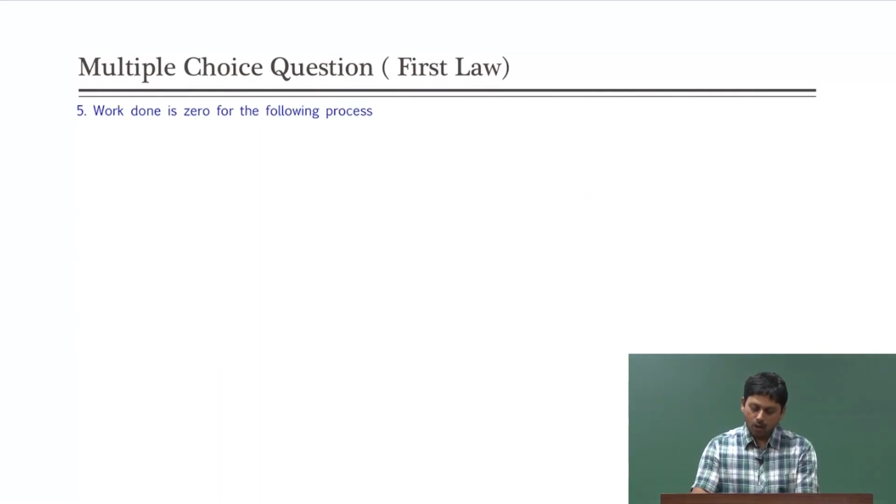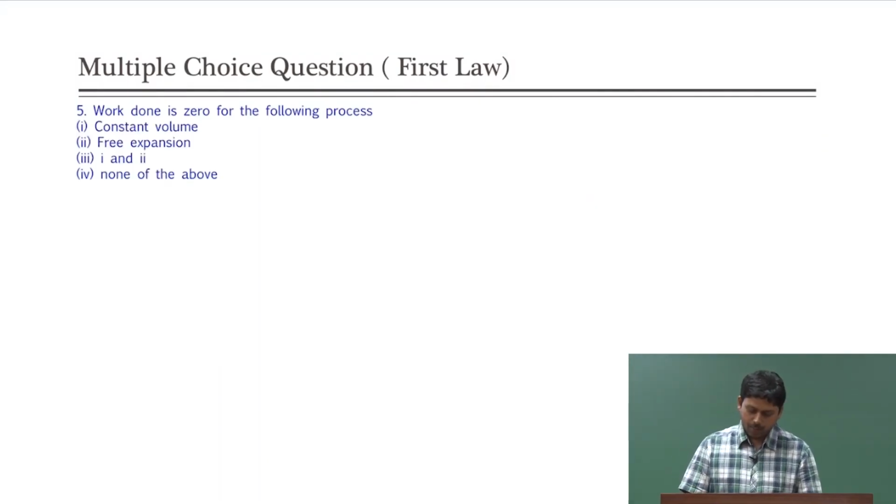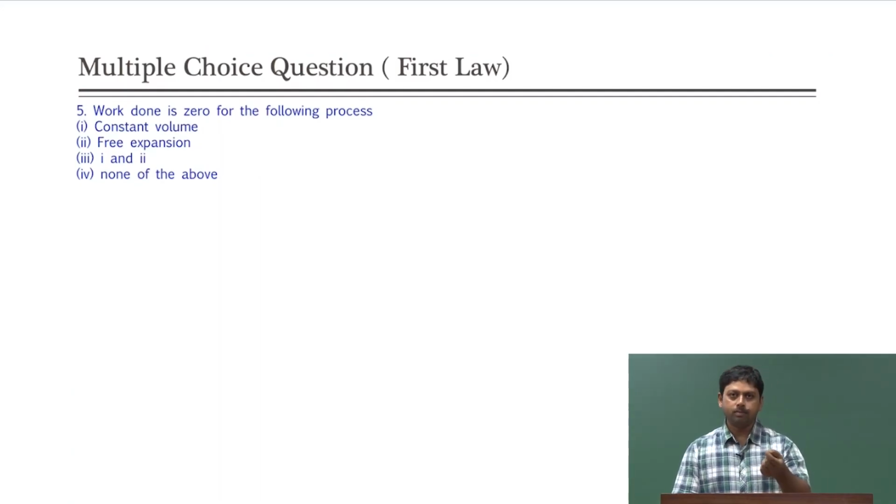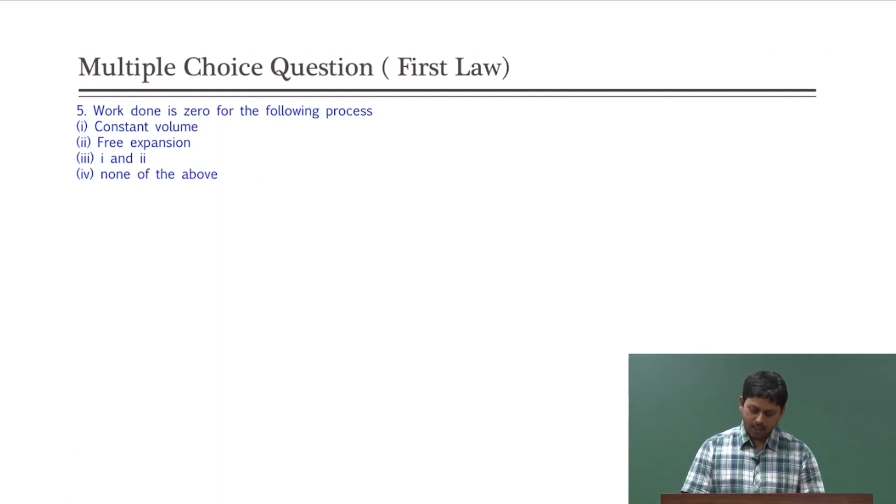Next question: work done is 0 for the following process: constant volume, free expansion, first and second, and none of the above. Anyway, so the question now is again asking you two things: is constant volume work done is 0? Yes, we have explained that in previous questions. And free expansion case, what is the work done in free expansion?